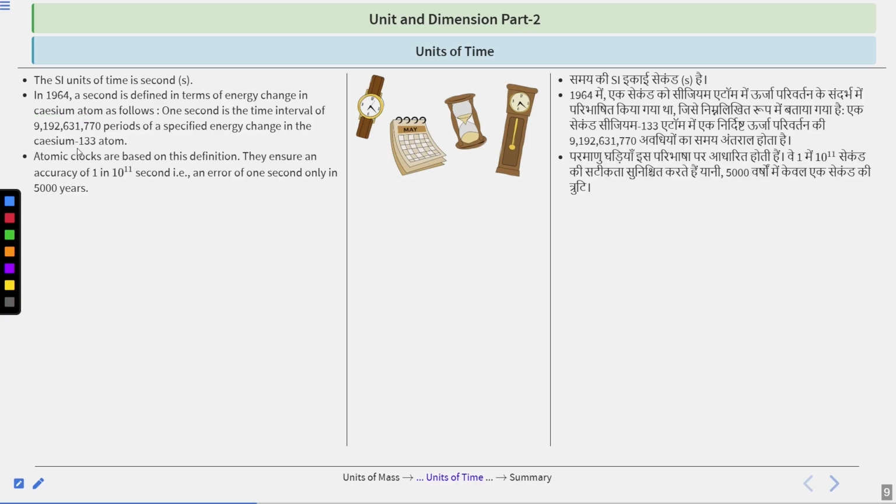Atomic clocks are based on this definition. They ensure an accuracy of 1 in 10 to the power 11 seconds. Therefore, an error of only 1 second in 5000.